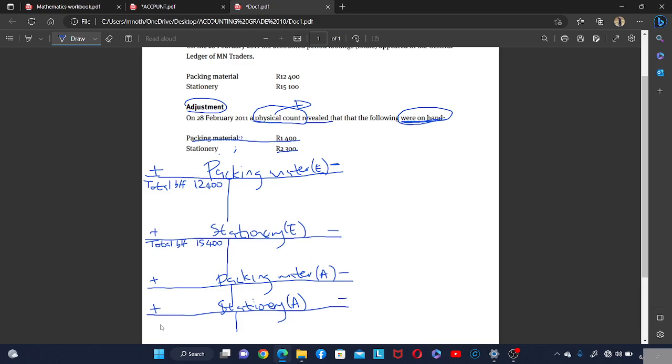So now what we need to do, because now we know that this packing material of 1,400 is no longer an expense, is come to the packing material and decrease it by 1,400 to show that the expenses are decreasing. Why? Because, sorry, it's a 12,400. Okay, we write the 12,400 on the credit side. Oh, what am I doing? It's 1,400. I'm making a mistake.